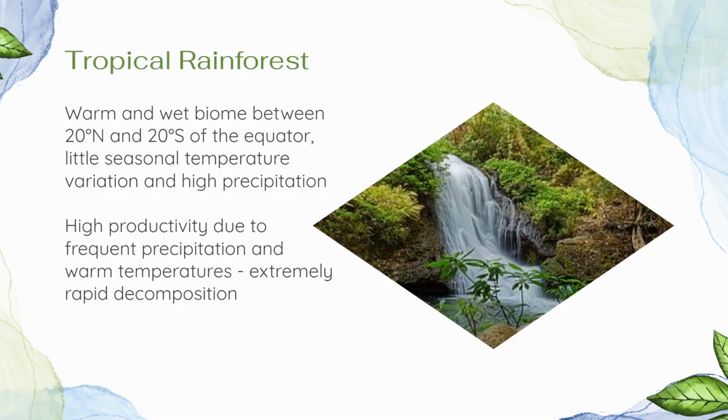The tropical rainforest is a warm and wet biome located between 20 degrees north and 20 degrees south of the equator. It has little seasonal temperature variation and high precipitation. This biome has high productivity due to its frequent precipitation and warm temperatures, which leads to extremely rapid decomposition.